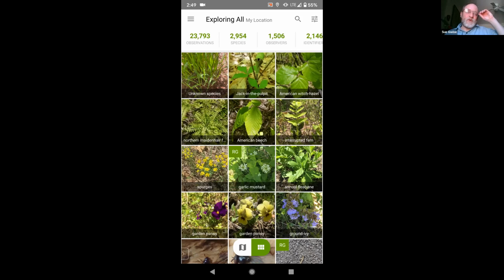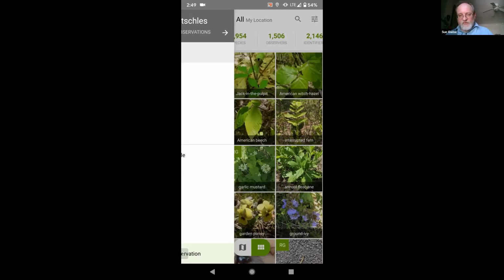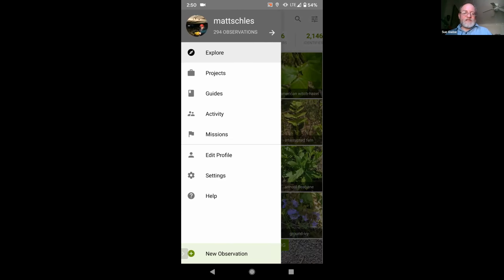I'm not going to go through the details of downloading the app and setting up a profile, but I want to show you, once you've done those initial steps, a little bit of orientation to it, and how quick it is to upload an observation and contribute to our project or other projects that you might be interested in. So what I've done is open the screen that shows, when you tap on the lines at the upper left, my set of observations. I have 294, which is not that impressive compared to a lot of people, but most of them are pollinators.